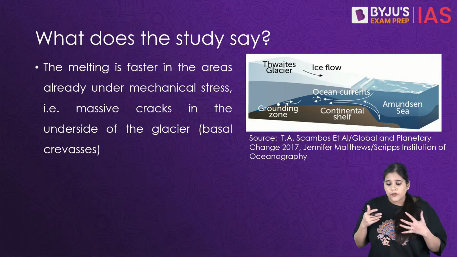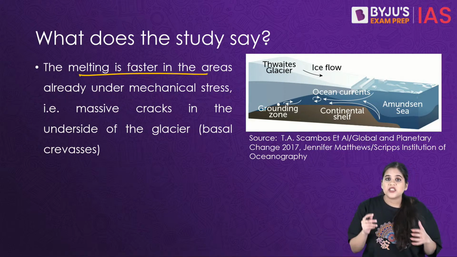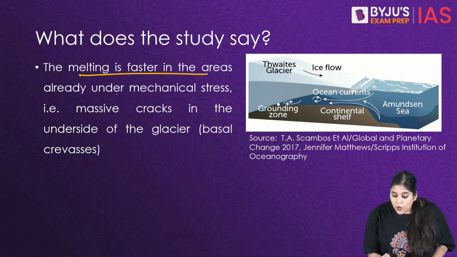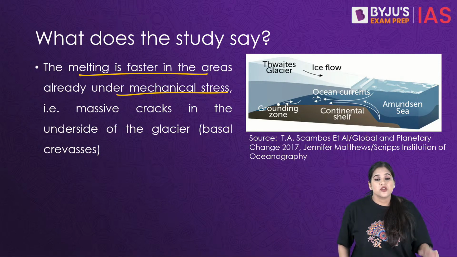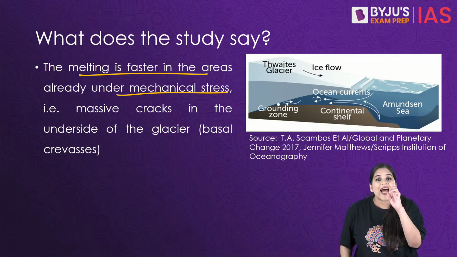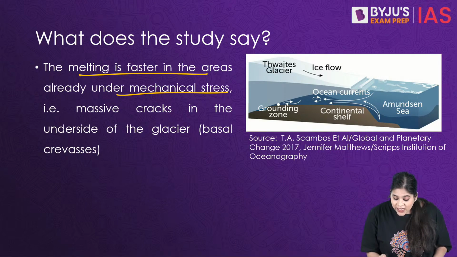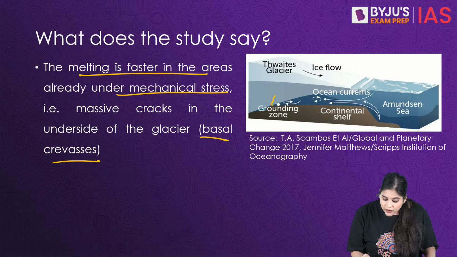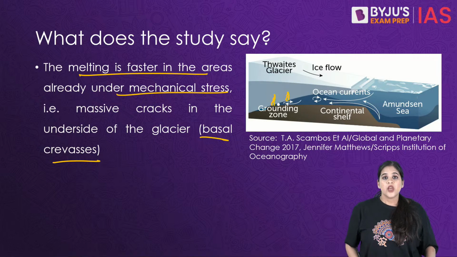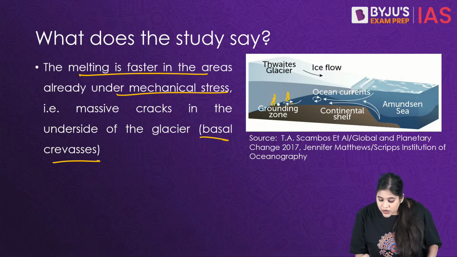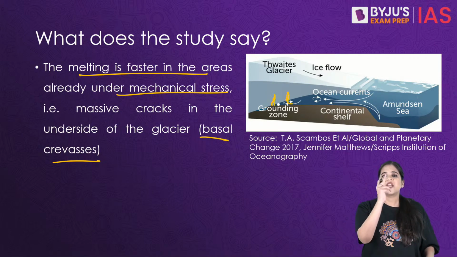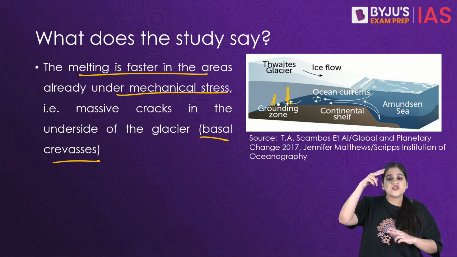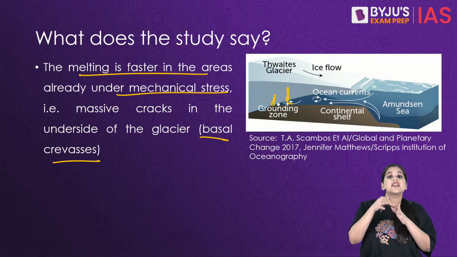Now also apart from that, the melting is faster in those areas of the glacier at the bottom which are already under mechanical stress. Now these areas, they are cracks. The cracks or crevices known as basal crevices are present at the bottom of the glacier. So what is happening? Water is entering these cracks and it is spinning rapidly. So what is happening? The size of these cracks, the height of these cracks, is increasing.